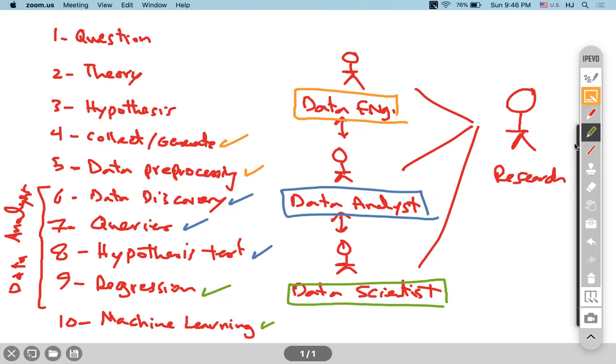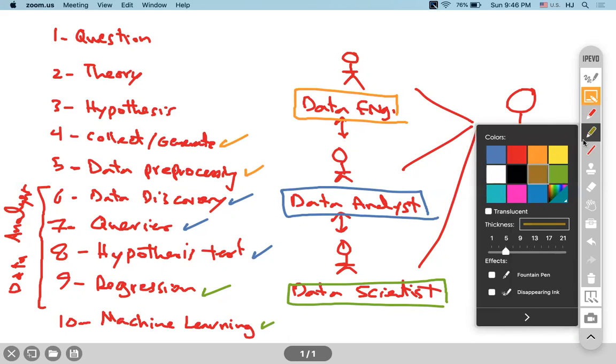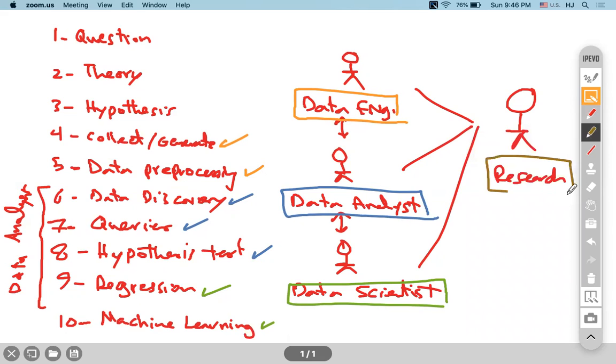The researcher usually is the one who deals with these people, who comes up with a question, with a theory, with a hypothesis, and who gets the conclusion from these people. So usually they work as a team, and as I said before, guys, in some situations, all of those can be represented by just one person. So keep that in mind. So I hope you understand the whole picture right now.